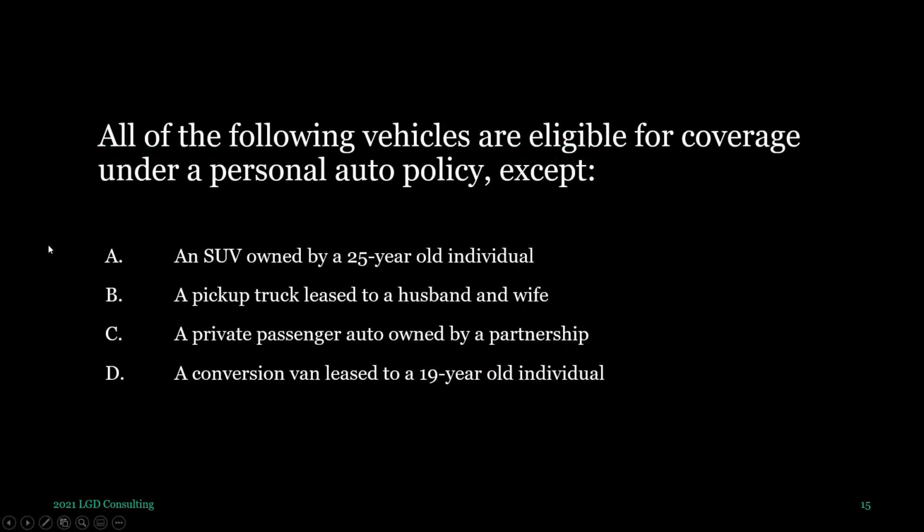All right, so all the following vehicles are eligible for coverage under a personal auto policy except, and that's a private passenger auto owned by a partnership. So it's a partnership, it's not a personal auto, that's a business. So it gets tricky because it says a private passenger auto, so that can be a personal auto policy, but it's owned by a partnership. So it's not an individual or a married couple, okay? Now, if you're driving on behalf of a nonprofit organization, that's still a personal auto risk exposure, and that's okay. But if you're renting your car out or using it for food delivery, that's business use, and it's not covered by your personal auto policy.